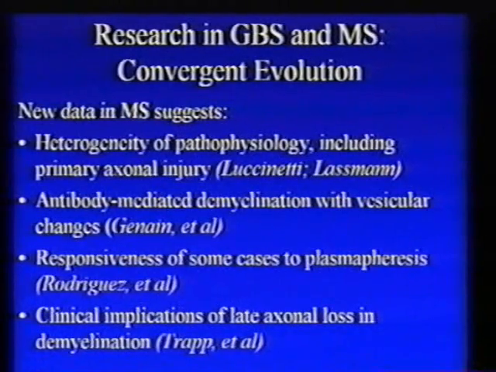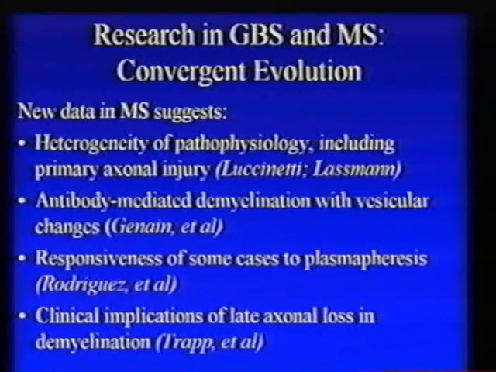Now, is this at all relevant to transverse myelitis or to multiple sclerosis? Well, I think that there's been a variety of new data in the multiple sclerosis area arguing that there's more heterogeneity of pathology and pathophysiology than previously recognized. And Claudia Lucinetti, who will be here tomorrow, and Hans Lossmann in Vienna have been involved in some of those studies. In some situations, it looks as though there's prominent axonal injury as well.